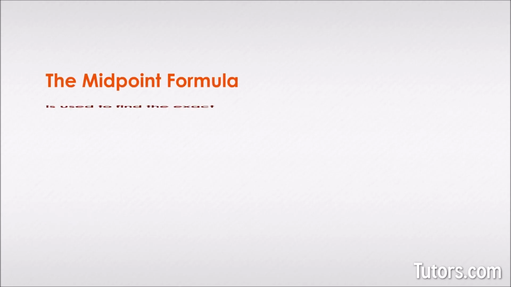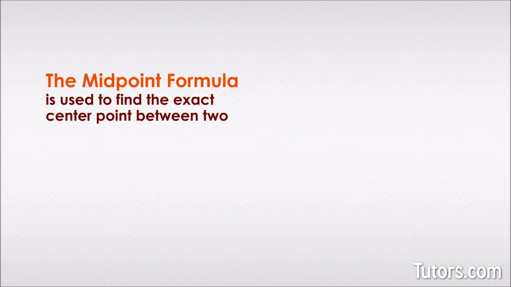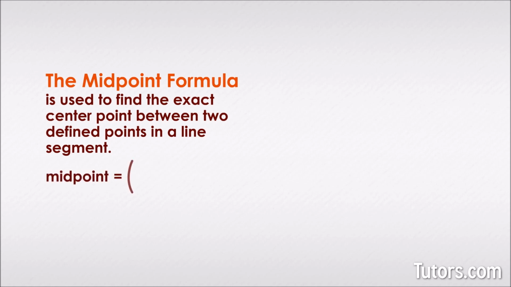The midpoint formula is used to find the exact center point between two defined points in a line segment. Use this formula to calculate the point that bisects a line segment. Midpoint equals x1 plus x2 divided by 2 and y1 plus y2 divided by 2.